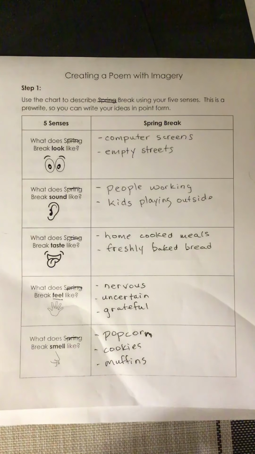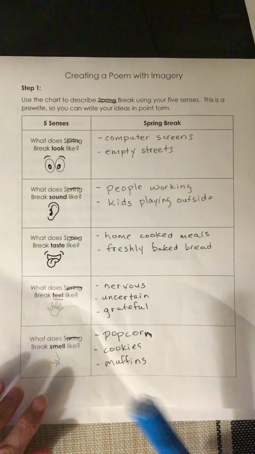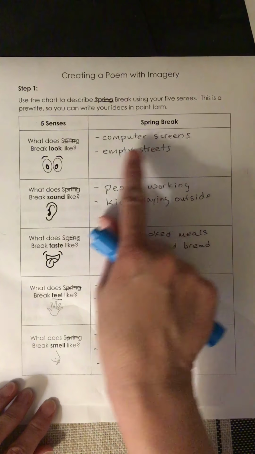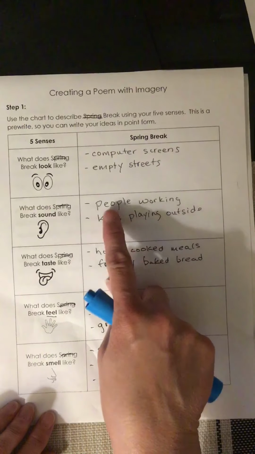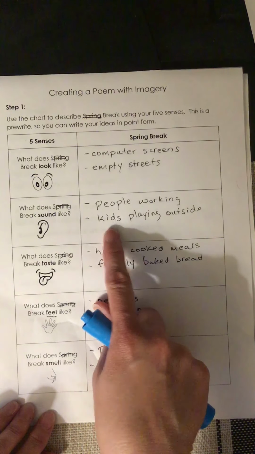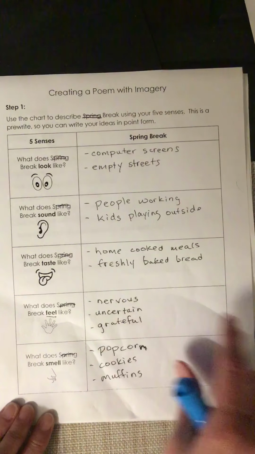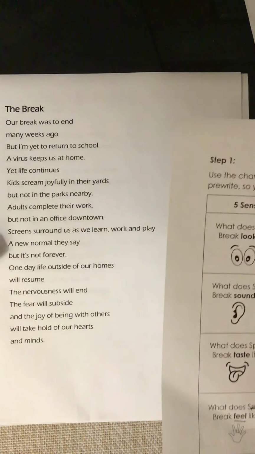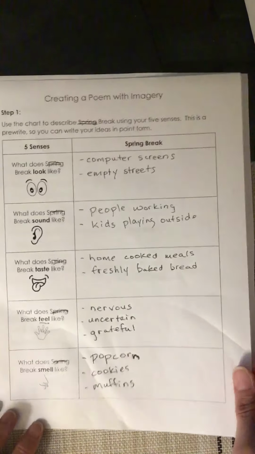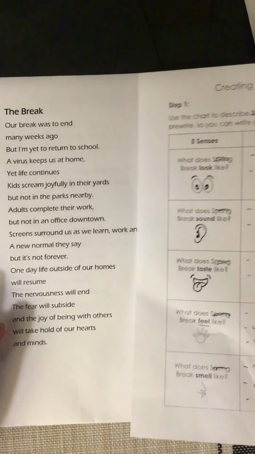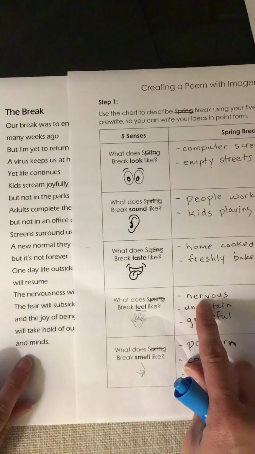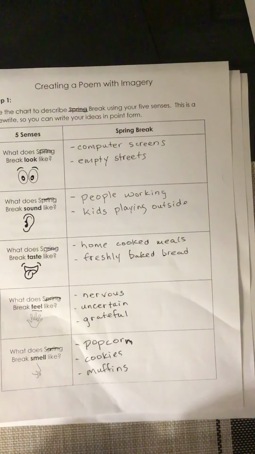Now you'll notice that I used a lot of words that are in the poem. Computer screens, empty streets. Did I have empty streets in this poem? Nope. But I used computer screens, I used people working, I used kids playing outside, I used, let's see, did I use any baking? Nope, not in this one. So I skipped over this. Did I say that we were nervous? Let's see, yes, I used the word nervous. And did I talk about any baking? Nope.